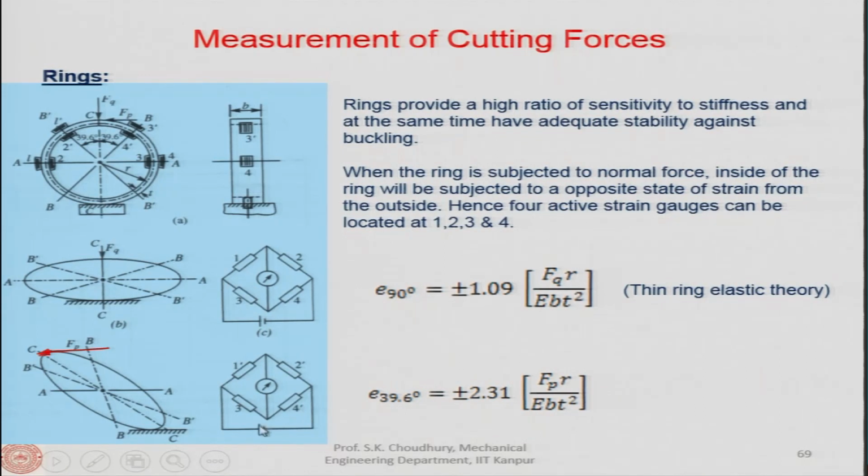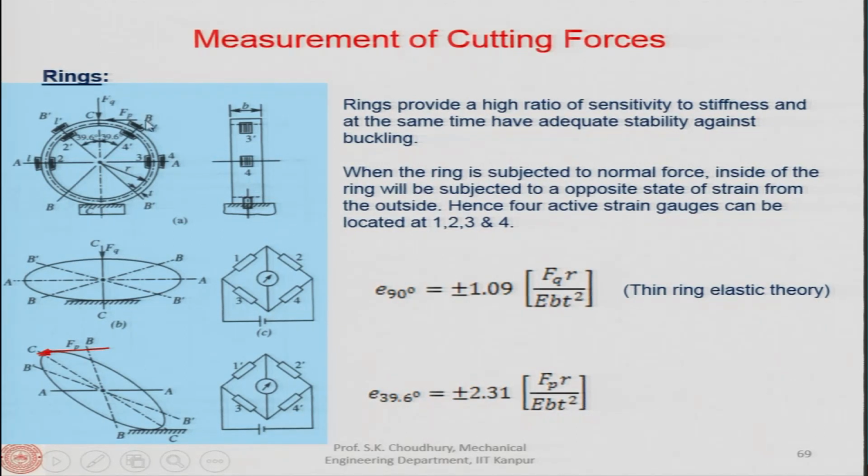Similarly, you find the 39.6 degree strain from the Wheatstone bridge. This value is known because from the galvanometer you can find that strain. Then you multiply by E, B and T square divided by 2.31 R, and you can find the value of Fp, which is the axial force.